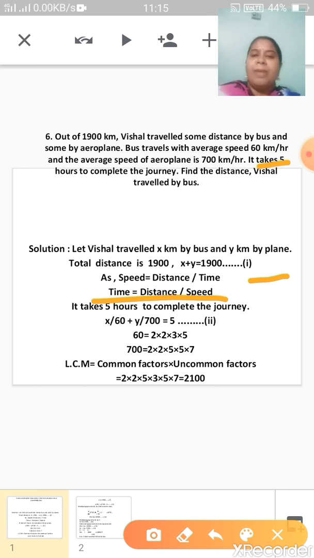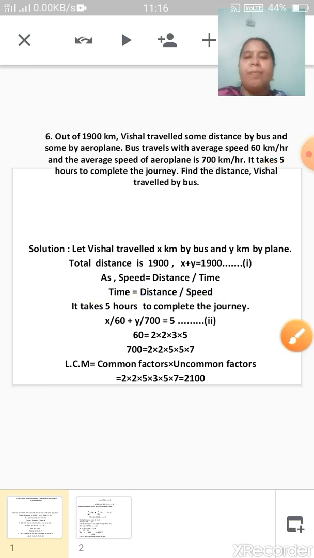Okay. Now one by one we will start with what is the time taken by the bus to cover the distance. Is the distance changing here? See, it is given, I have taken distance as x, right? And the first part of the question we have finished and got one equation, that x plus y is equal to 1900. Now let us go to the second part of the question.